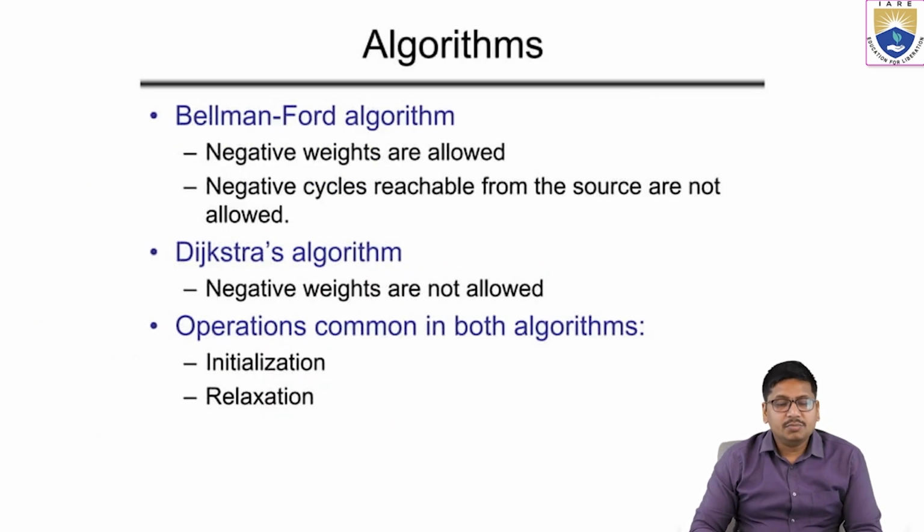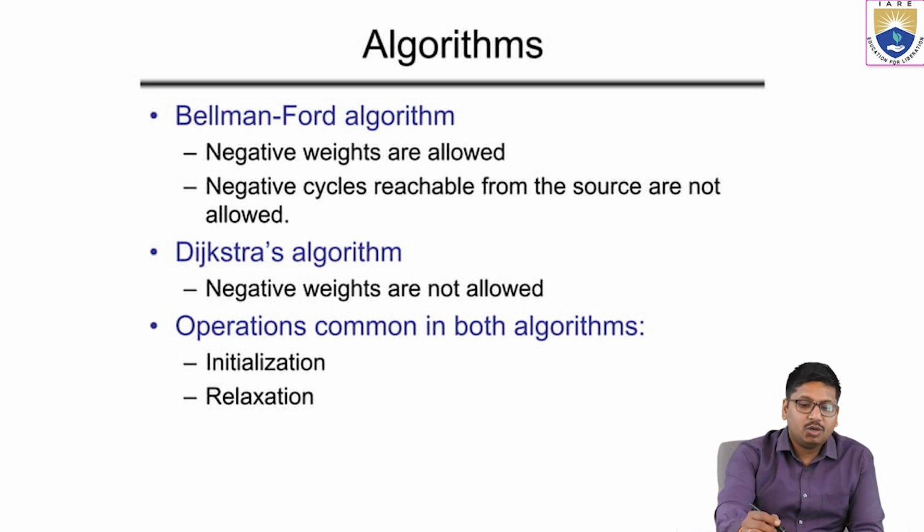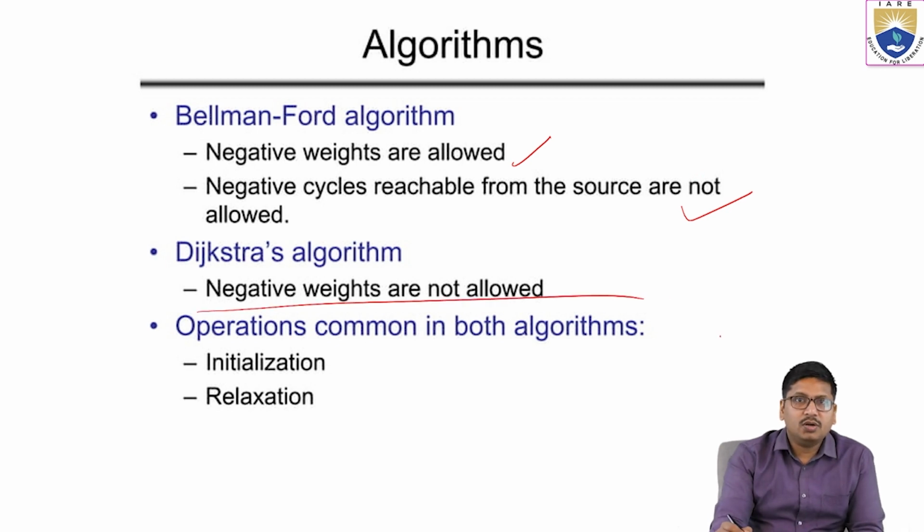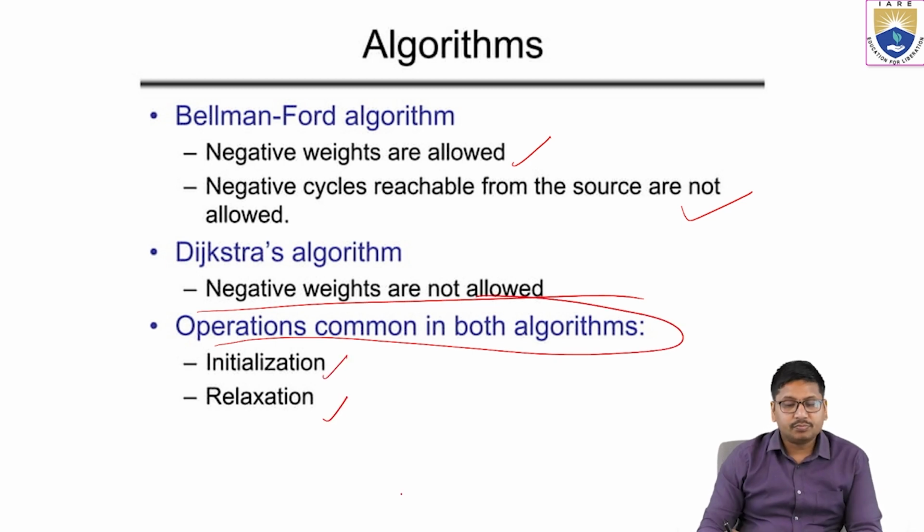What are the algorithms that are available for finding the shortest path? The first one is the Bellman-Ford algorithm. That means negative weights are allowed, and negative cycles reachable from the source are not allowed. In Dijkstra's algorithm, negative weights are not allowed. The operations common to both are initialization and relaxation.